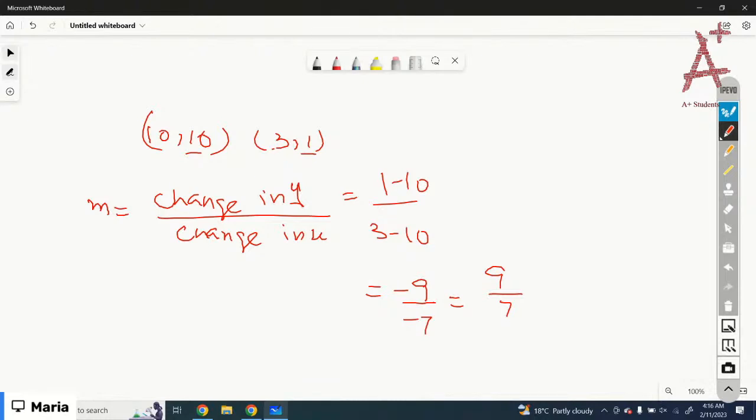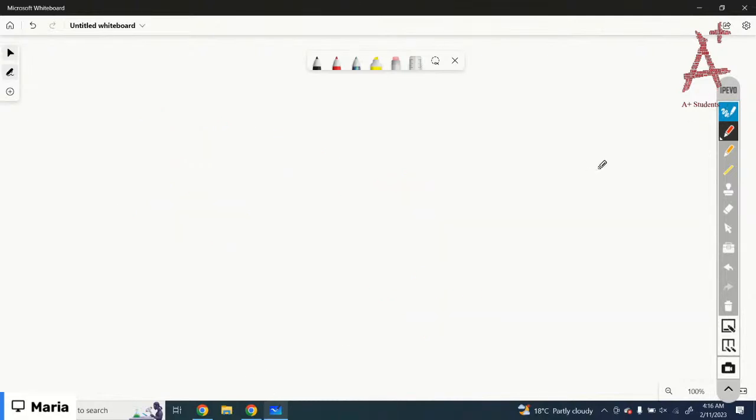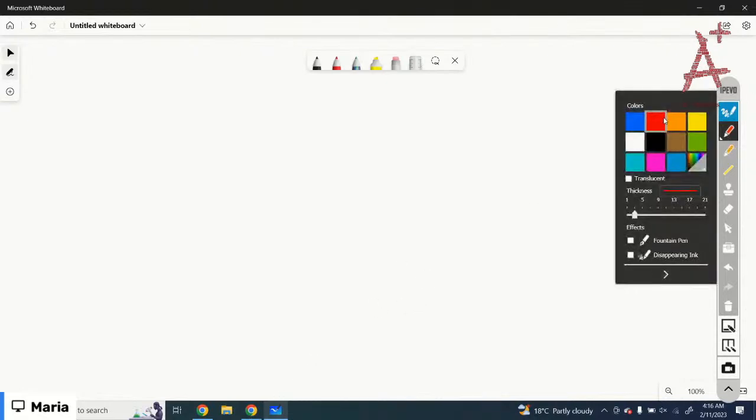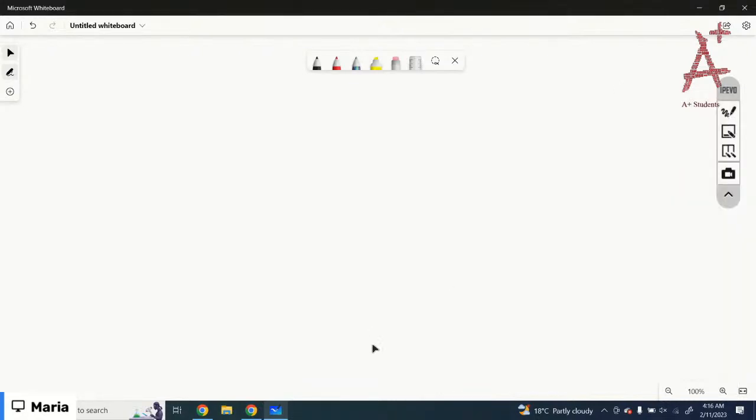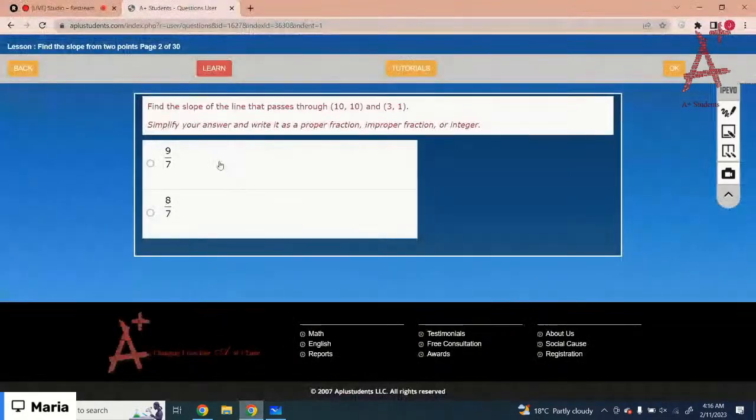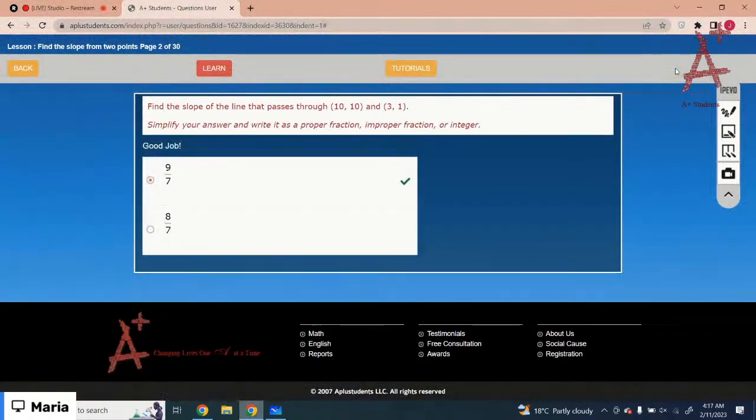So the slope is 9 over 7. Just select the correct option and click on the OK button. 9 over 7 is the correct option. Just select the correct option, then click on the OK button.